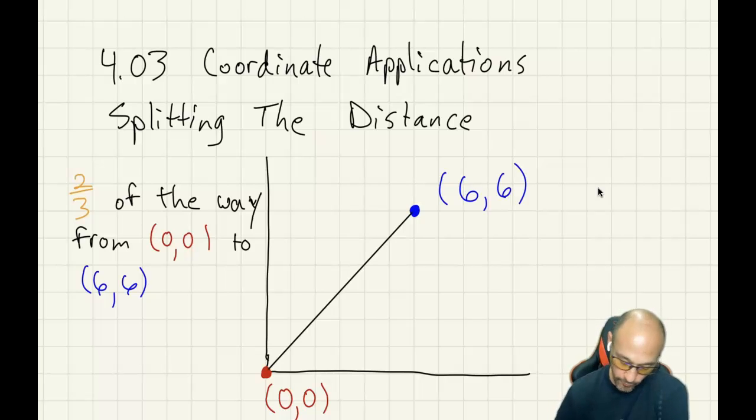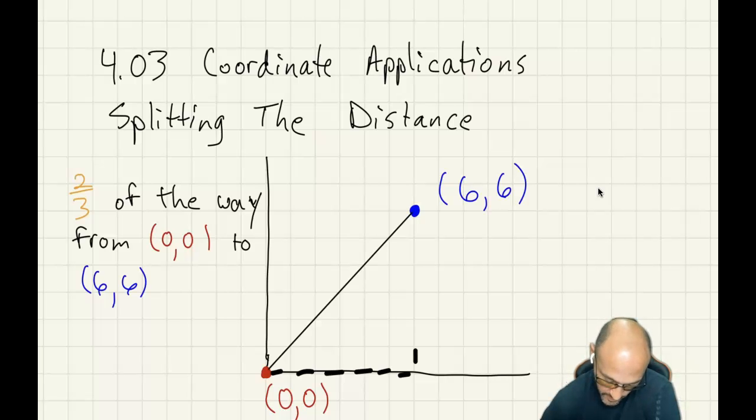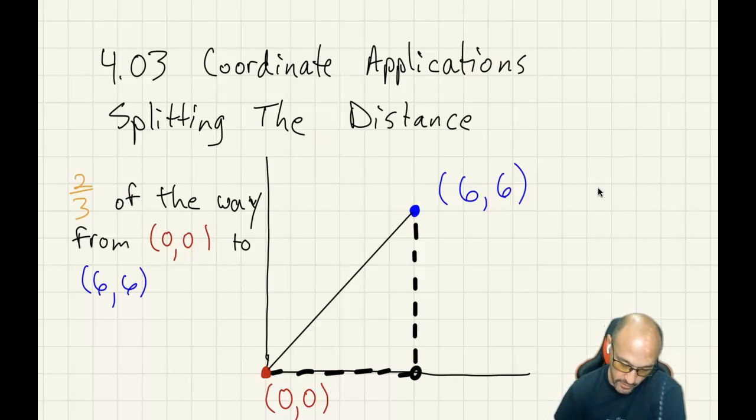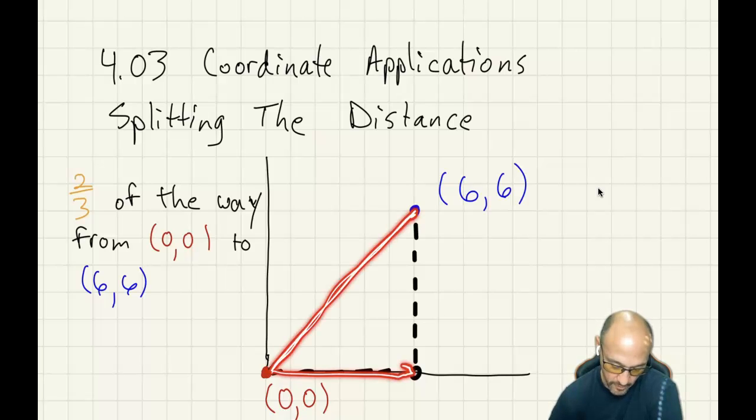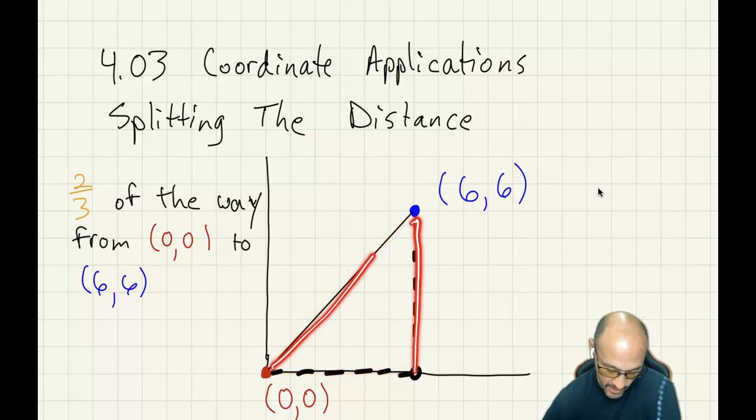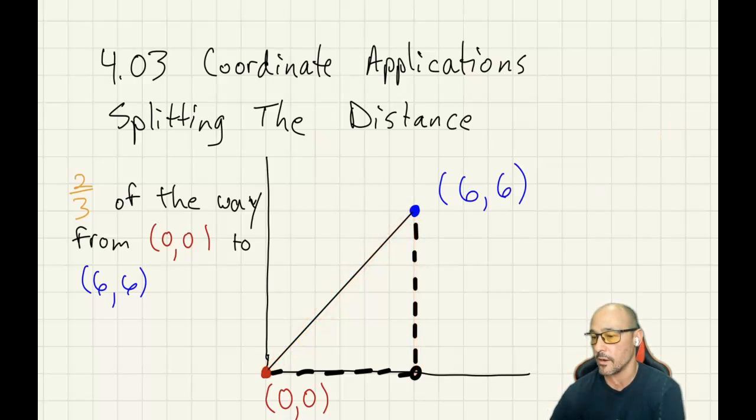But what is going to be helpful for us is to think about this right triangle here, like this. And so we're going to look at 2/3 of the way from 0, 0 to here, and 2/3 of the way from here to there. And so this will tell us the x value of 2/3 of the way along there. And this will tell us the y value of 2/3 of the way from there to there. So that is the process that we're going to be going through.